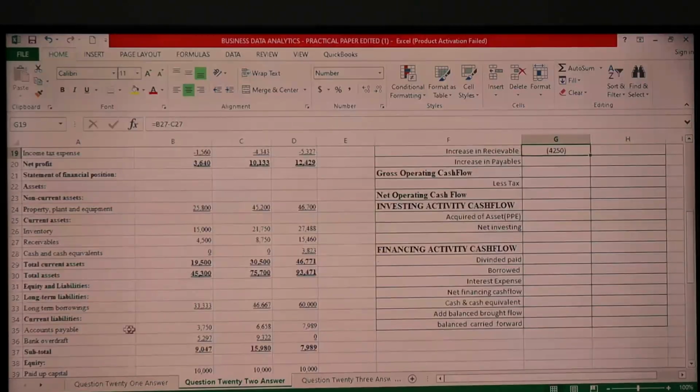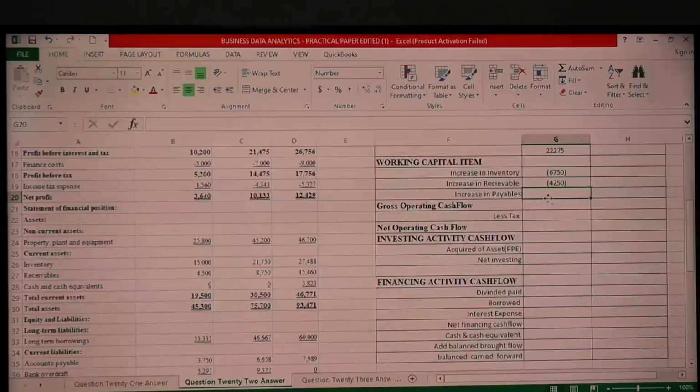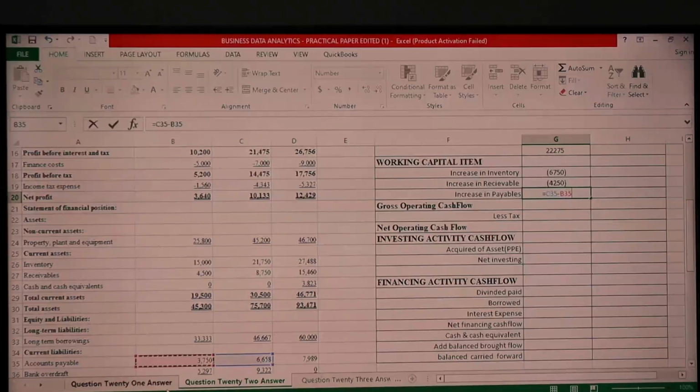Here, you are supposed to set the increase in payable. Increase in payable. Now this will be the other way around. So you're supposed to take the value for 2021 minus 2020. So you just pick that increase in receivables. You take the values for 2021 minus the value for 2020. And you get the increase in receivable as this amount.